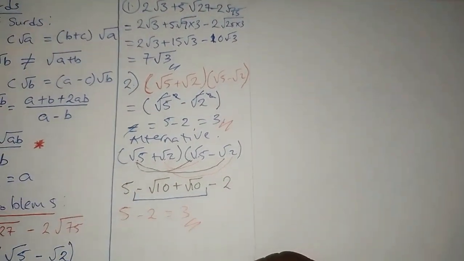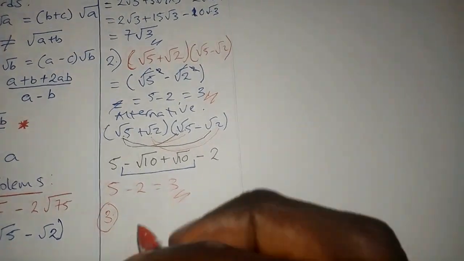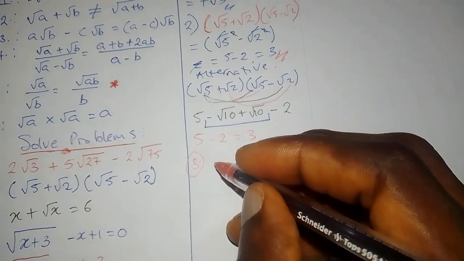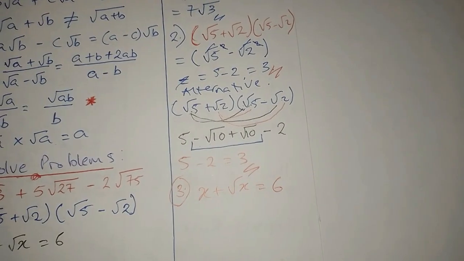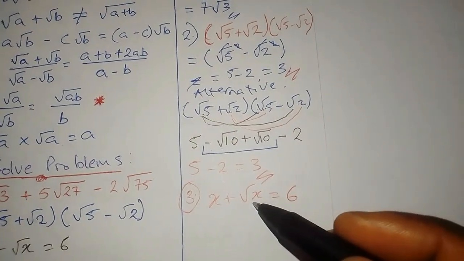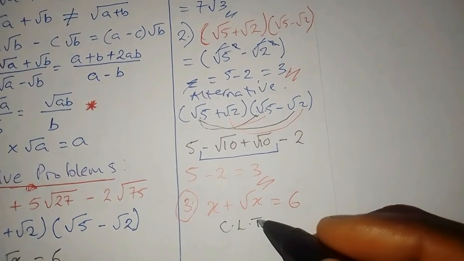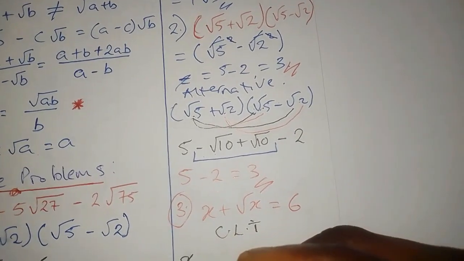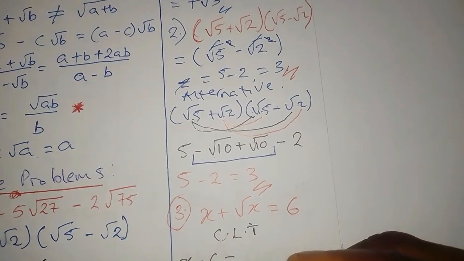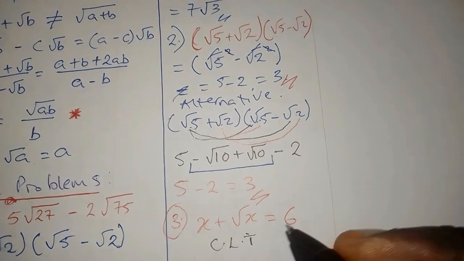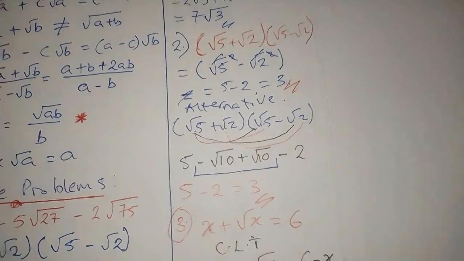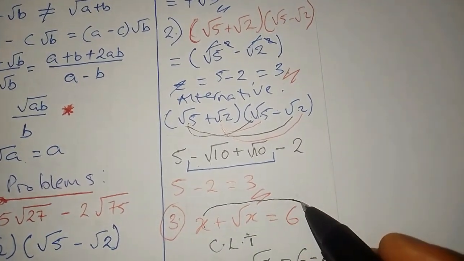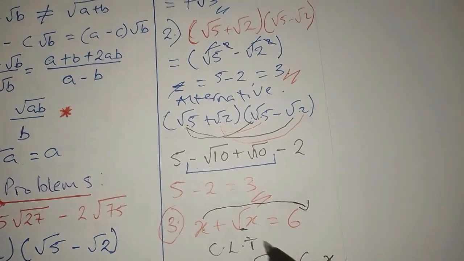Now moving to the next question, question 3. Our question 3 is actually an equation: x plus square root of x equals 6. They said find the value of x. This is actually very simple. Before you can find the value of x, first collect like terms. Let me take this x out. That means square root of x equals 6 minus x. This x will come here, and we leave this one here.